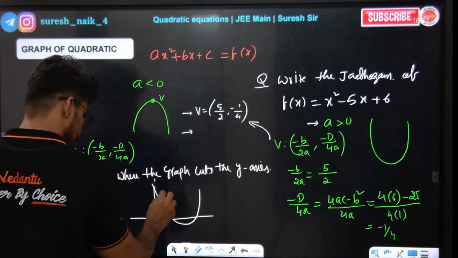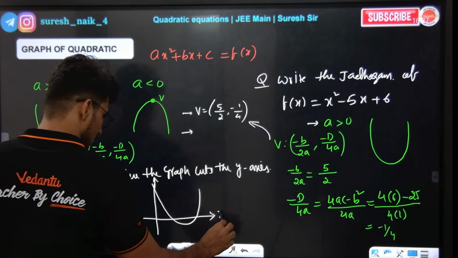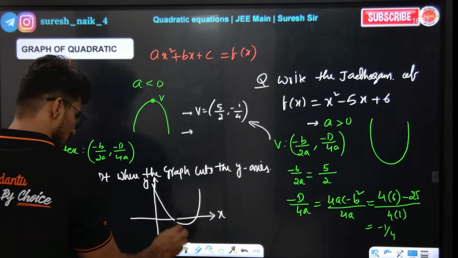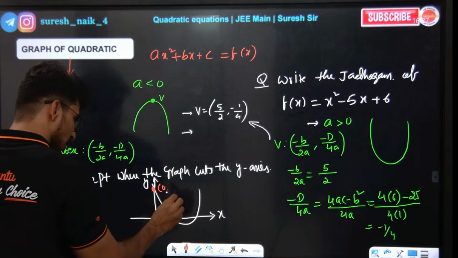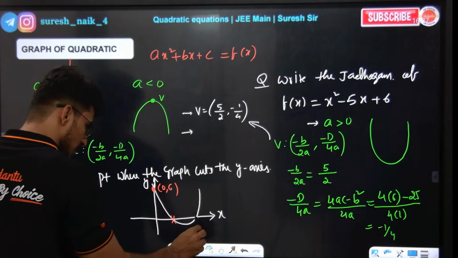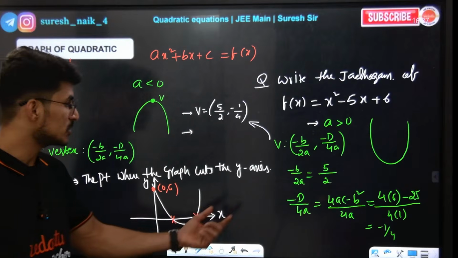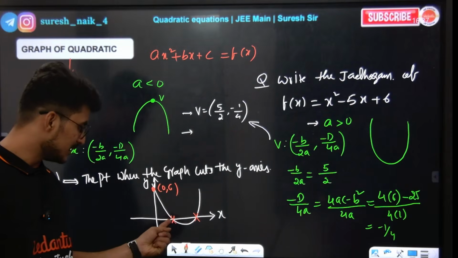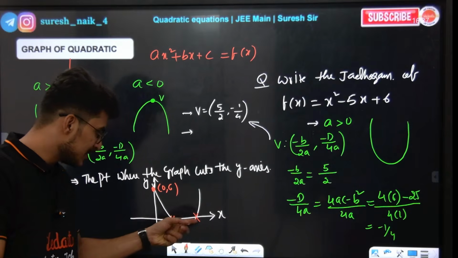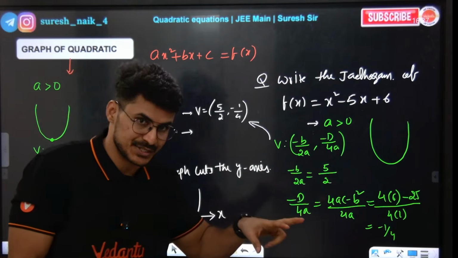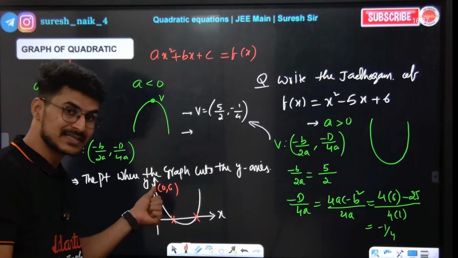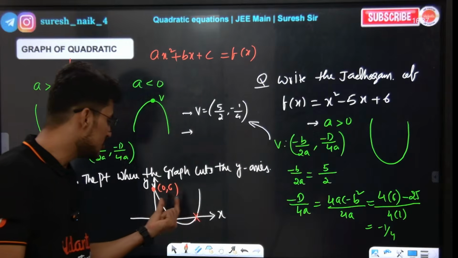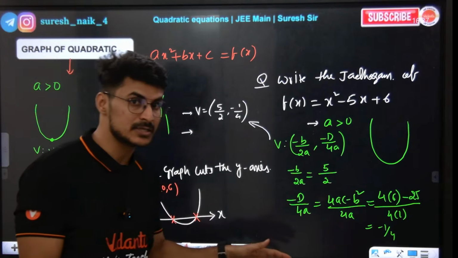Now look at the board, everyone. This is my graph, the x-axis and the y-axis. This is the point (0, 6), and these are the roots of the parabola, the roots of the quadratic. This is the point where the graph cuts the x-axis. The graph cutting the x-axis means those are the roots. The graph cutting the y-axis means that is the value of c, or (0, 6) is the point where the graph cuts the y-axis.